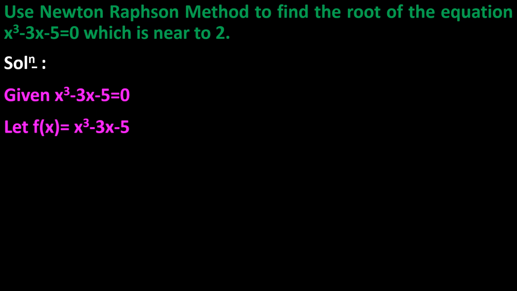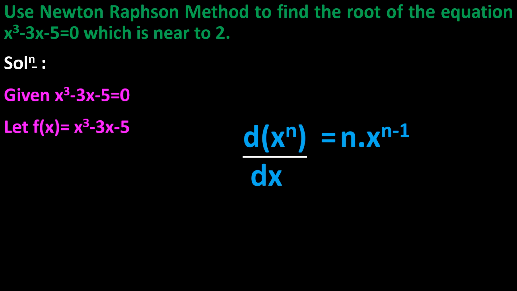For that purpose, initially we consider the derivative of x to the power n with respect to x will be equal to n into x to the power n minus 1. Based upon this, you need to find the derivative of f of x. Therefore the derivative of f of x, that is f dash of x, is equal to 3 into x square, because the n value is 3, into x to the power n minus 1. So 3 minus 1 is 2. Therefore it will be 3x square minus 3.